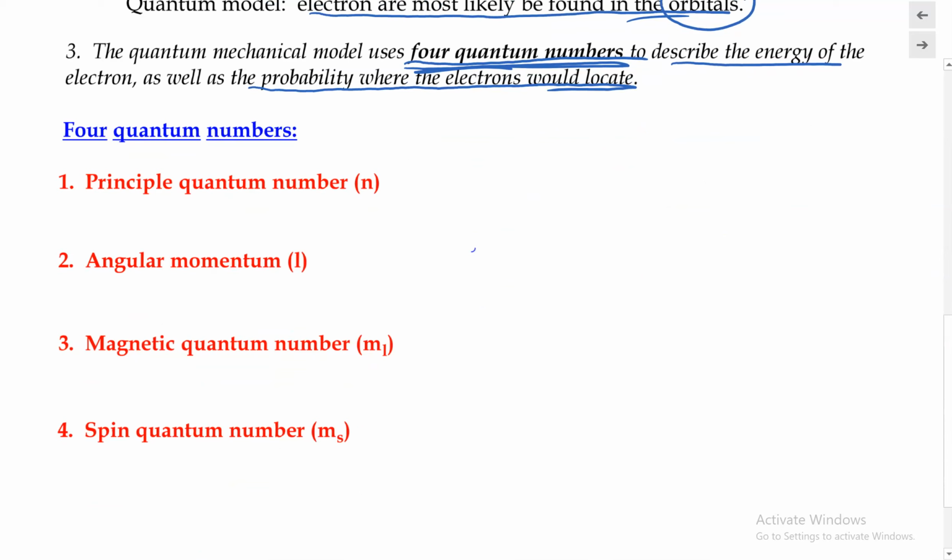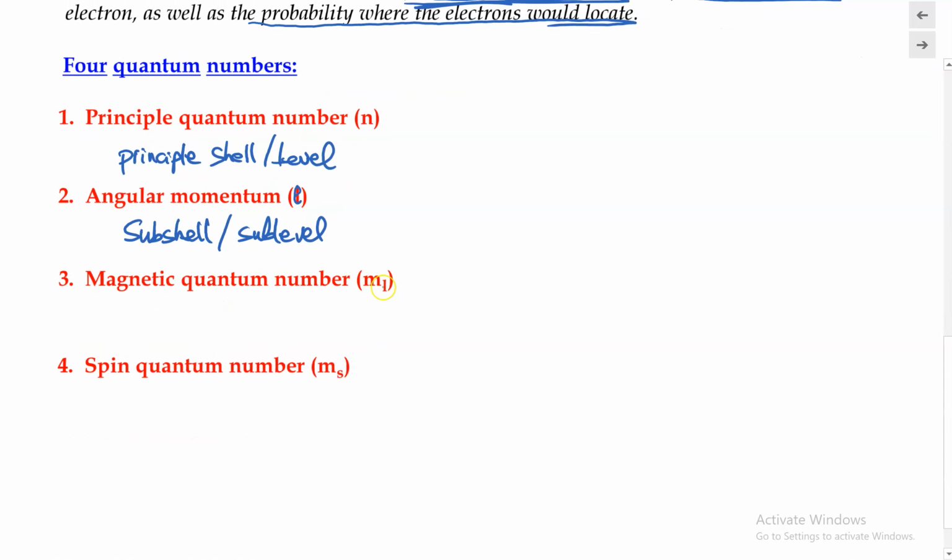The first quantum number is called the principal quantum number. This can also be referred to as the principal shell, or principal level. The second quantum number is called the angular momentum number, abbreviated with this L right here, and this is also called the subshell or sublevel. The third quantum number is called the magnetic quantum number, abbreviated with ML, and this represents the orbital. And lastly, the spin quantum number, which refers to the spin of the electron.